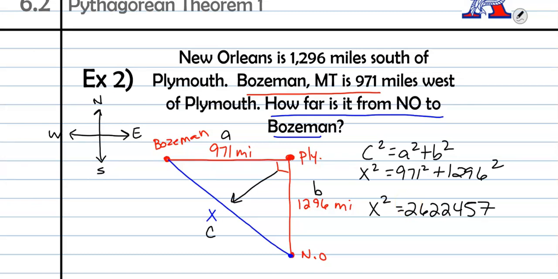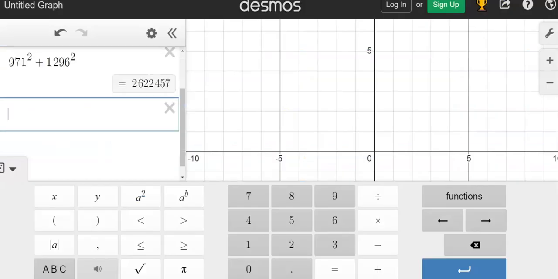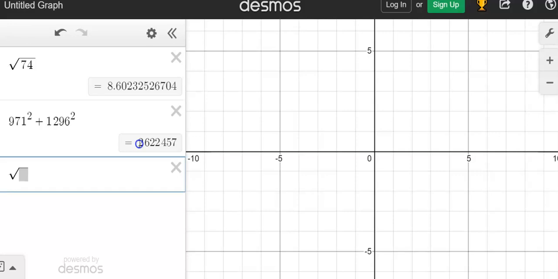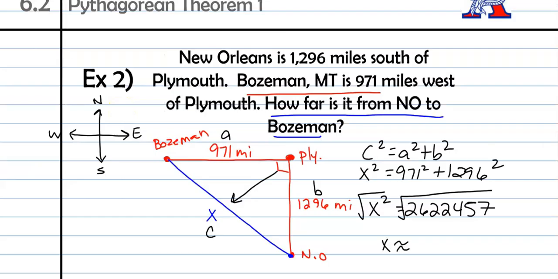And then our last step would be to take the square root of both sides. So x is approximately, I'm going to go back to the Desmos calculator and do square root of, I think we can just copy and paste. Copy and paste. So 1619.40. And those are in miles.